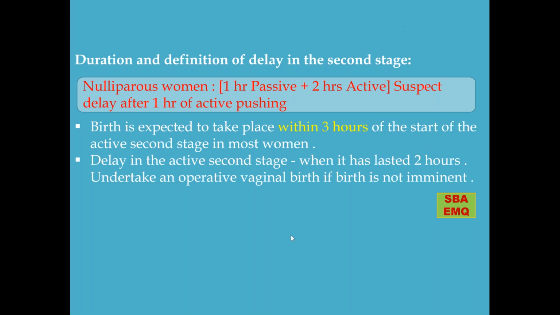So we said this is suspected delay in the second stage of labor in a nulliparous woman, if you suspect delay after 1 hour of active pushing. Birth is expected to take place within 3 hours, 1 passive and 2 active, of the start of the active second stage in most women. So delay in the active second stage is when it has lasted 2 hours. Undertake an operative vaginal birth if birth is not imminent.